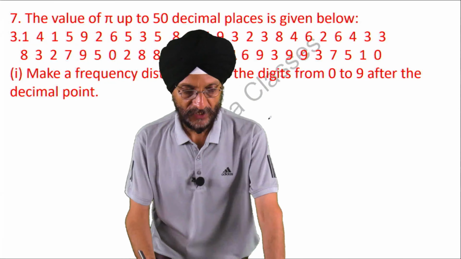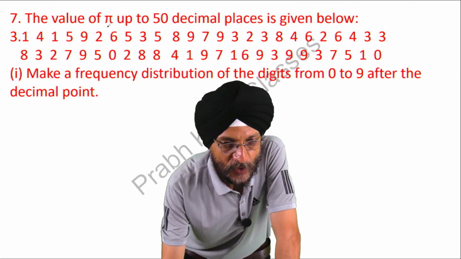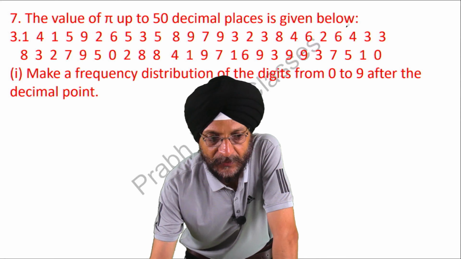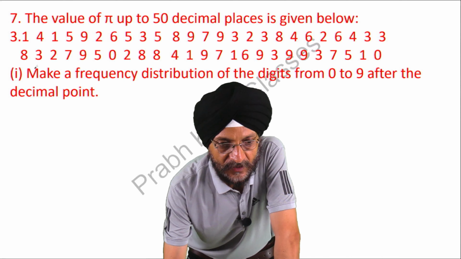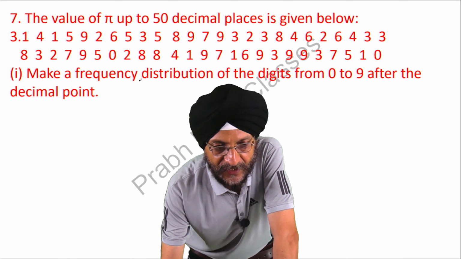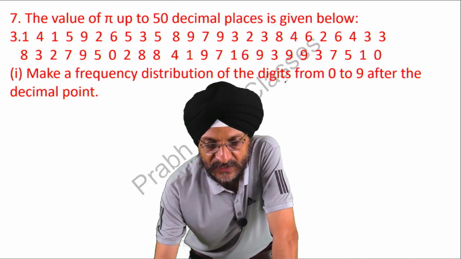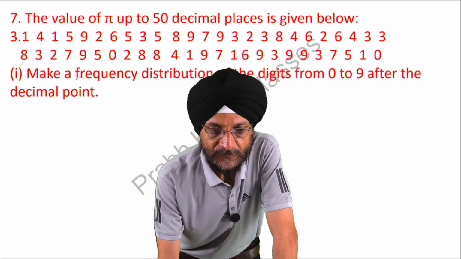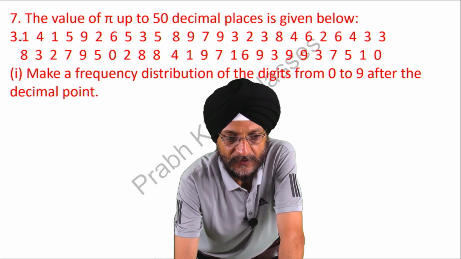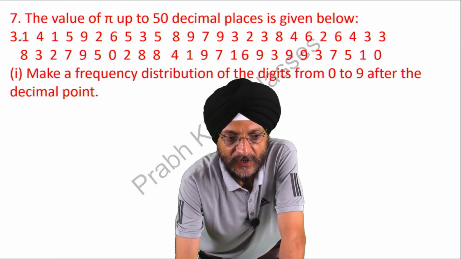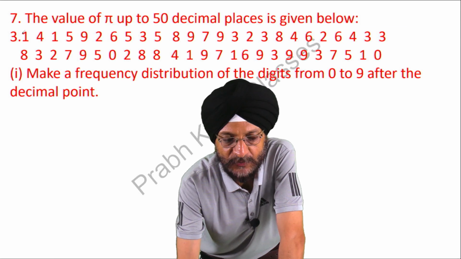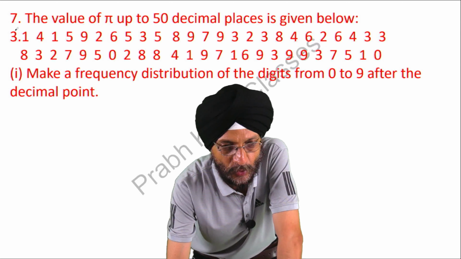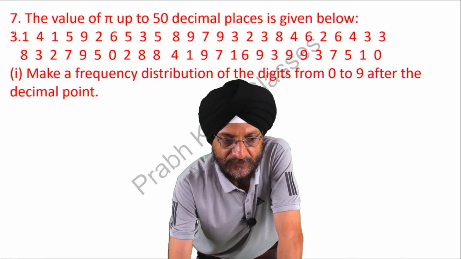Now the question before us is: the value of pi up to 50 decimal places is given below. Make a frequency distribution of the digits from 0 to 9 after the decimal point. That is, we are to take into consideration what is written after this decimal point, from this point 1 to the next. We will count all these entries. We will not take into consideration this 3.